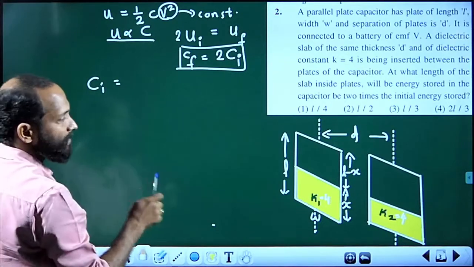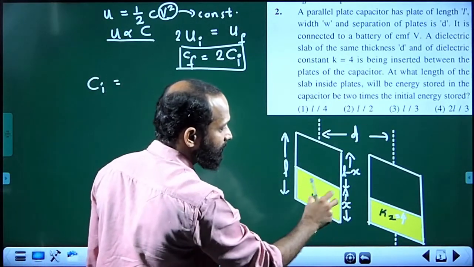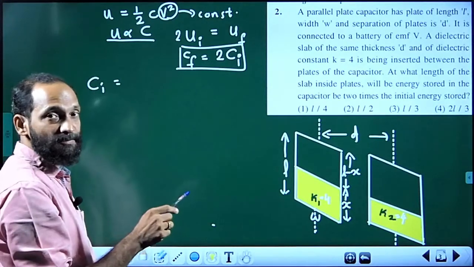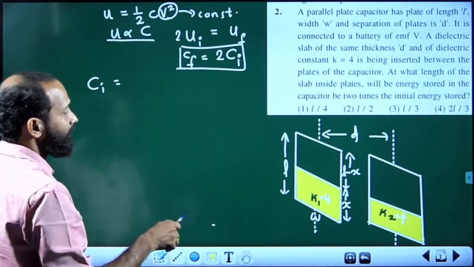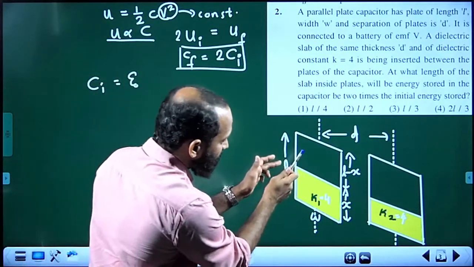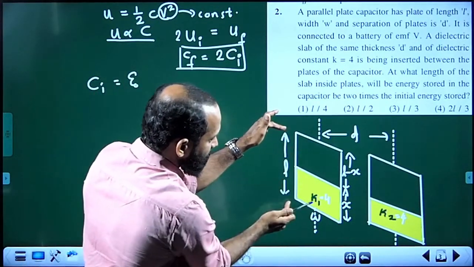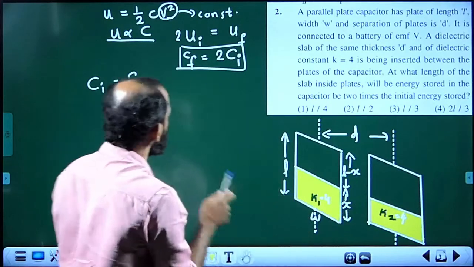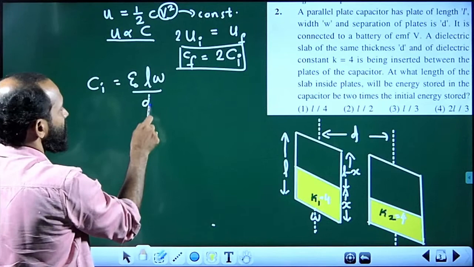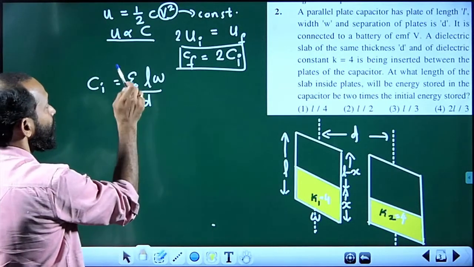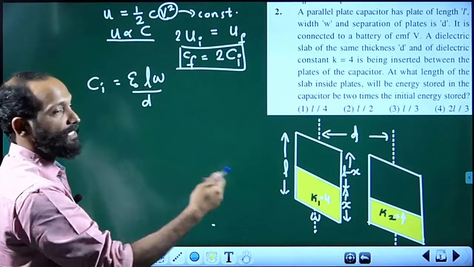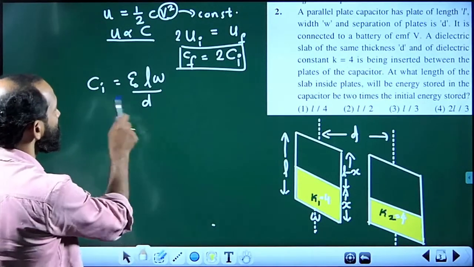Okay. What is the initial capacitance? Initial capacitance, that is without adding the dielectric, that formula we know, epsilon 0 times area divided by d. What is the area? L is the length, W is the width. So, L W divided by distance between the plates. So, epsilon 0 A by d, it is an air capacitor without any other dielectric medium inserted. That is the initial capacity.